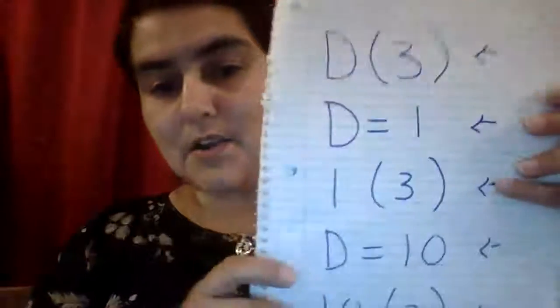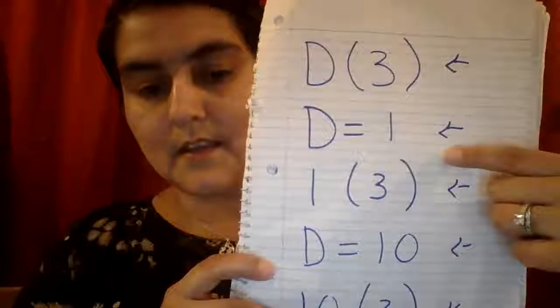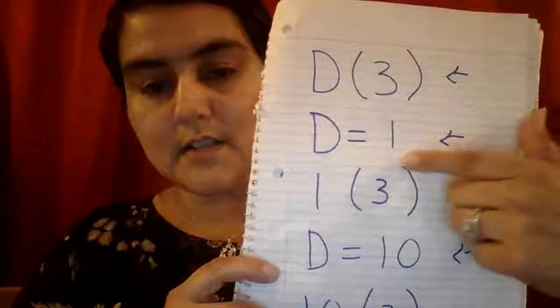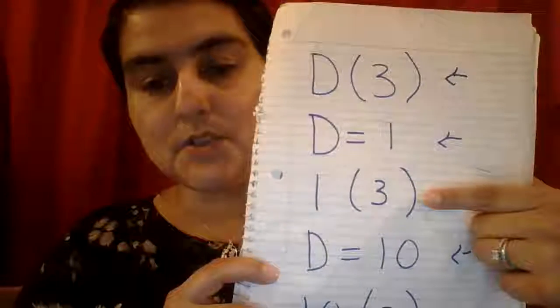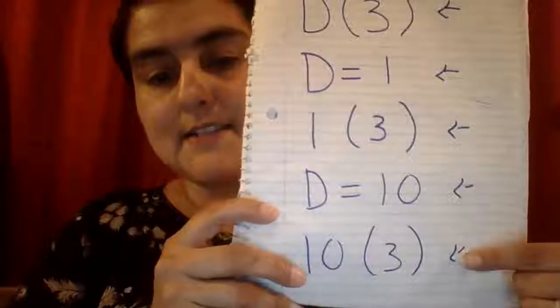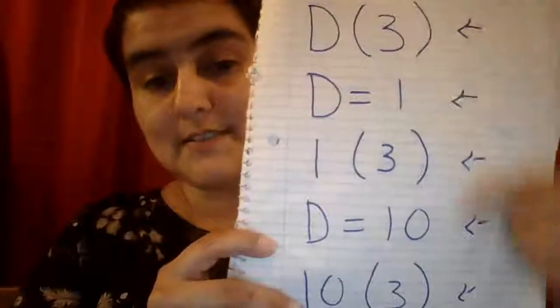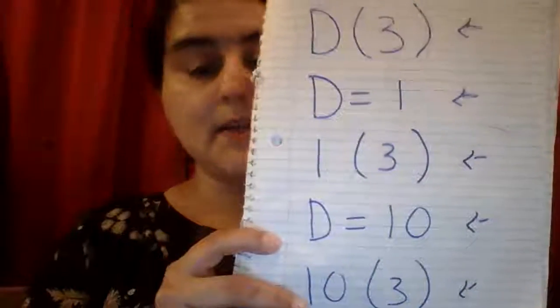We can see that example here where we have D representing the doghouses and it equals 1 here. D equals 1. So we have 1 times 3. And then we have D equals 10 here. We have 10 times 3. So that shows the expression. Okay. Now we're going to go on to the equation part of it.